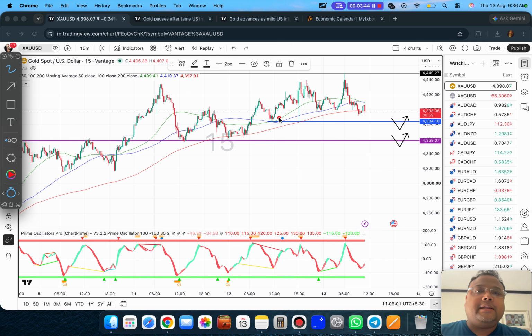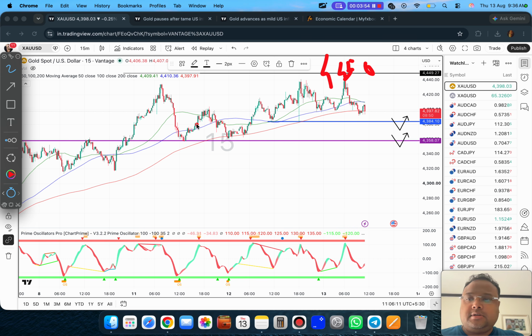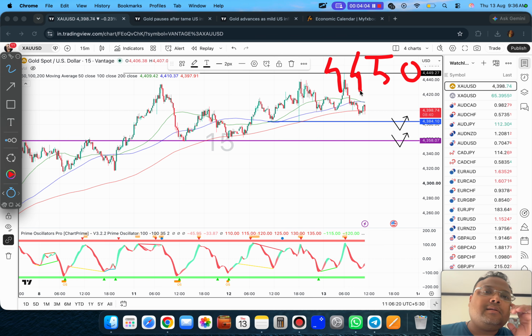And yesterday after CPI, the market made a high of 4450. So the 4450 range is still the resistance for the market, but we can see the market has faced resistance around this area a couple of times. So taking a sell again is risky. If you want to take the risk of selling around 4450, 4445, it's up to you.